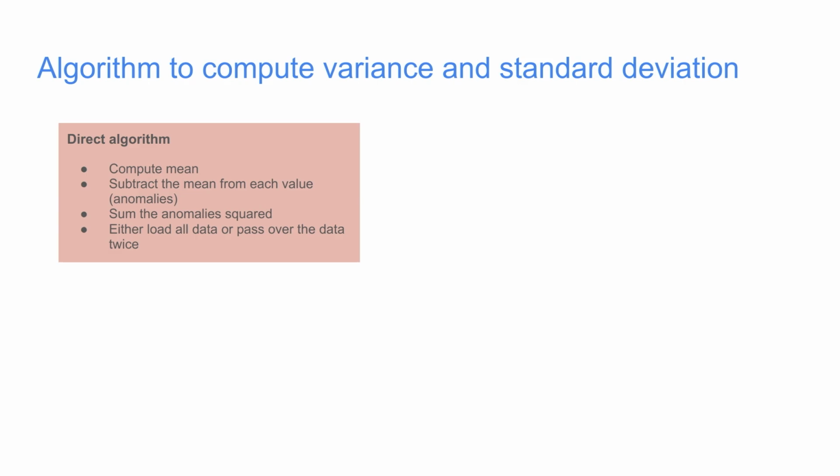But this direct way to do it means that either you need to load all the data in memory, and if you're using large netcdf files, that can be a problem, or you have to pass twice over the data, once to compute the mean, and then a second time to compute the actual variance, and that's not ideal. If you're working with large data sets, you definitely don't want to load all in memory, and loading them twice, that's slow as well.